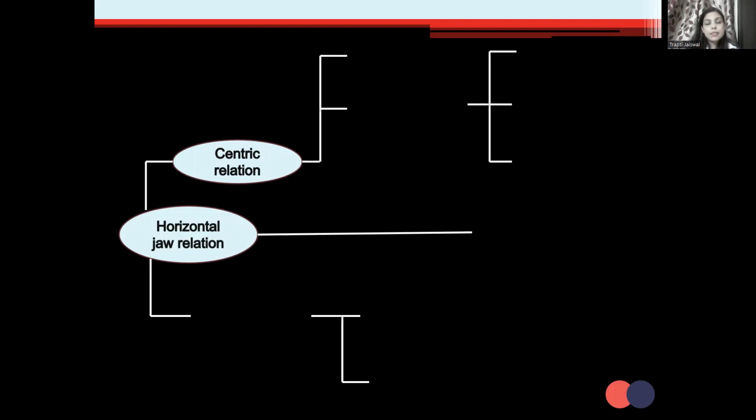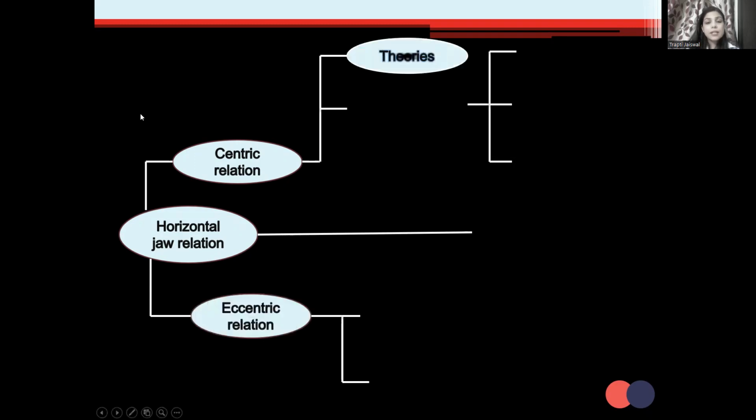So now we will be discussing the horizontal jaw relation. In the jaw relations, there are three types, as we have discussed the vertical and orientation jaw relation. So this is the horizontal jaw relation. That is a relationship of the mandible to the maxilla in the horizontal plane, or in the anterior-posterior direction. And it can be of two types, centric and eccentric.